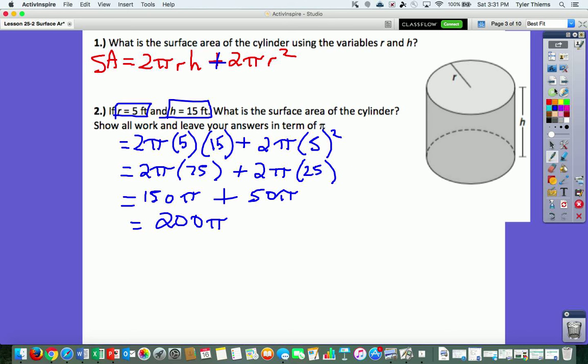And you'll notice in the original question it said leave your answer in terms of pi. So we're going to leave our answer in terms of pi, so it's 200 pi, and it tells us this is in feet as our unit, so it's feet squared. That's the total surface area of this cylinder.